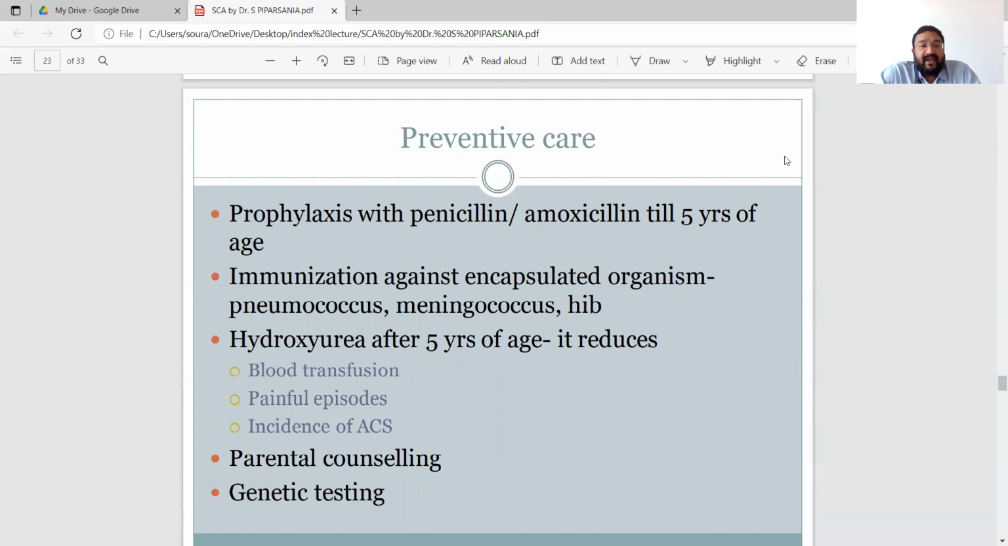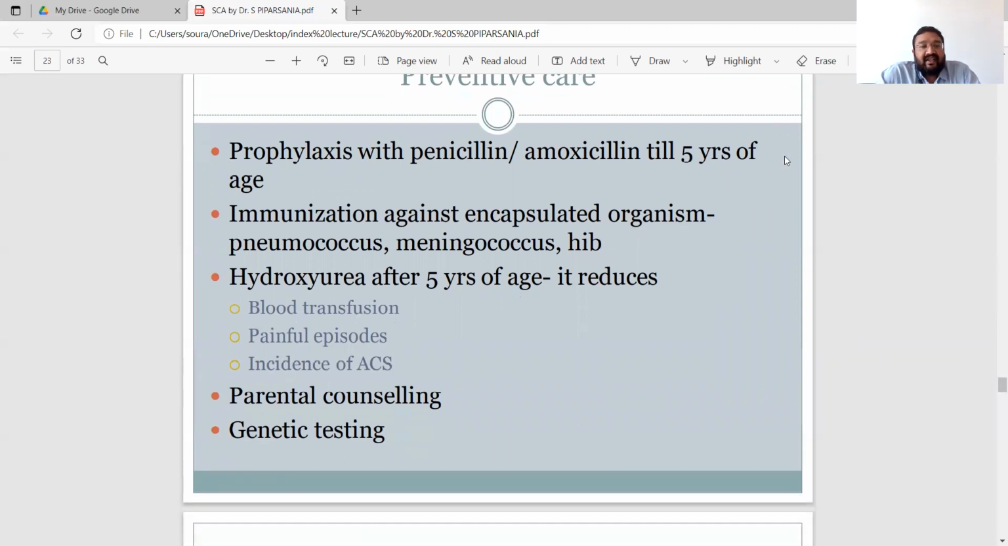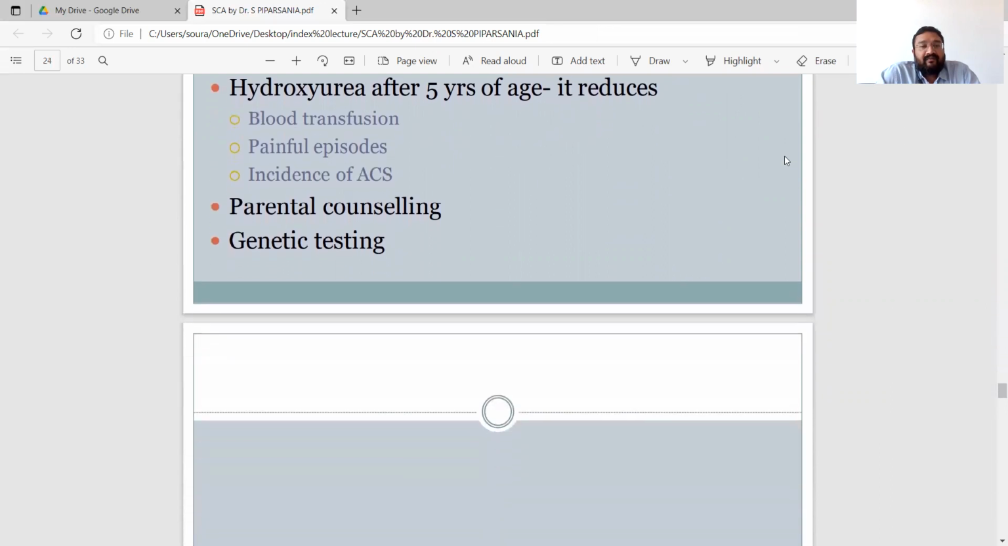Parental counseling is a very important aspect in managing a child with sickle cell anemia because it is an autosomal recessive disease. So proper counseling of the parents must be done, and they should be taught about the condition with which the child is suffering. Genetic counseling is again very important in determining how the next pregnancy should go.